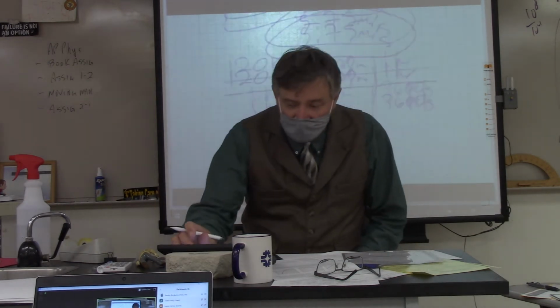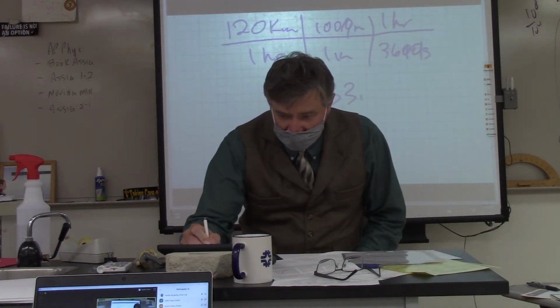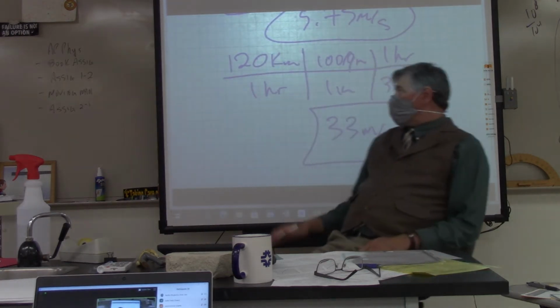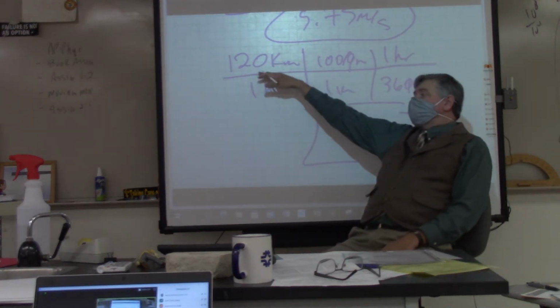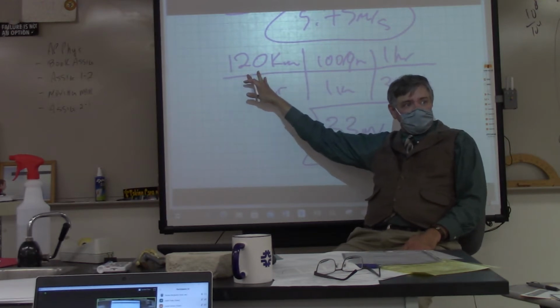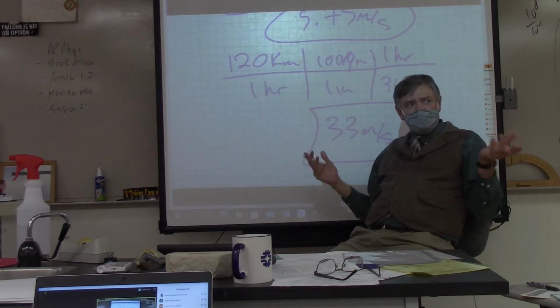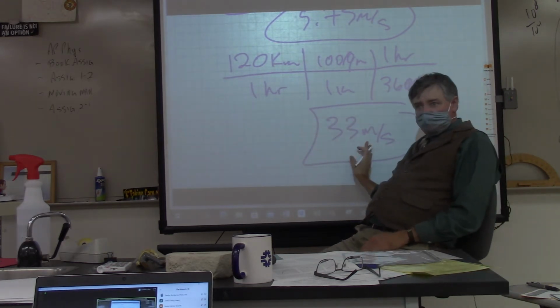So you do the math, that works out to be about 33 meters per second. Like the African country that I was at in Botswana, this was the speed limit on the highways, 120 kilometers per hour, which is roughly about 70 miles per hour, okay? Which is 33 meters per second.